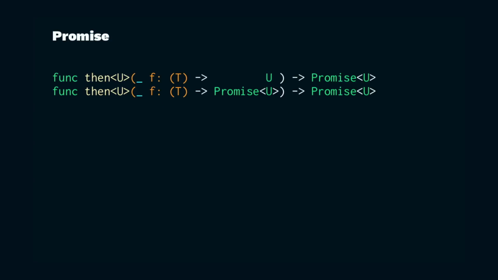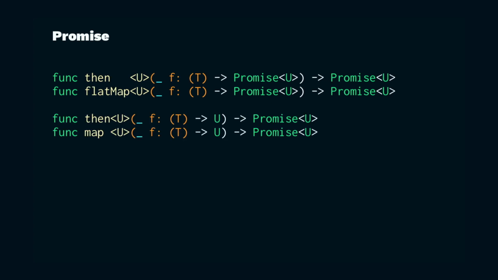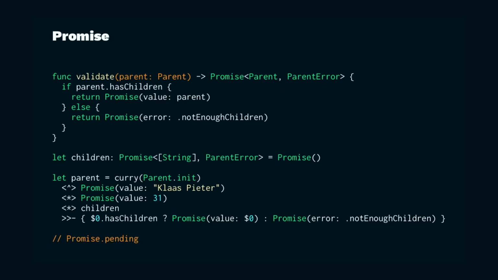So let's look back at promise. Remember these two methods? They look kind of familiar, don't they? They're actually just flat map, and promise is a functor and a monad and an applicative as well, which means that we can do the exact same thing with a promise. Except now, except for the validate function, pretty much all our code all of a sudden is asynchronous with exactly the same chain of operations.